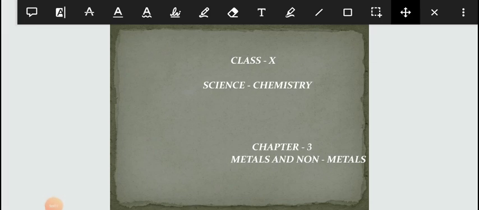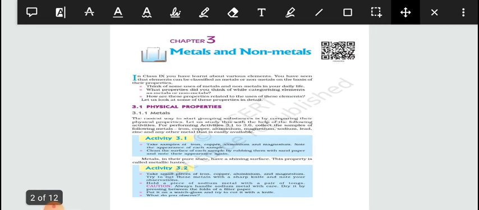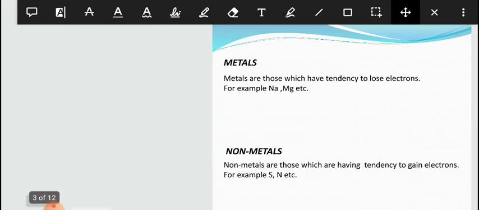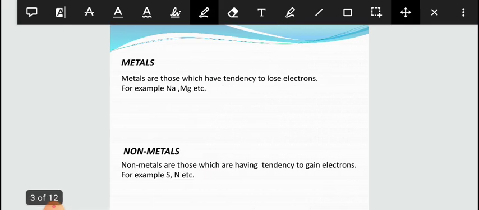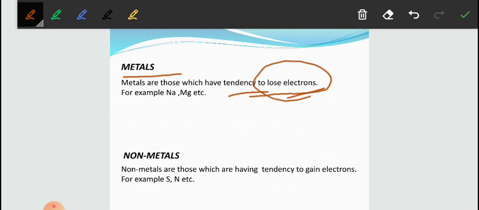In this video, I'm going to start a new chapter for class 10th, that is chapter number 3, Metals and Non-metals. I'm going to begin this chapter with very basic definitions, or I'm going to define metals and non-metals here. So basically, metals are those which have a tendency to lose electrons. Okay, I'm repeating, metals are those which are having a tendency to lose electrons.